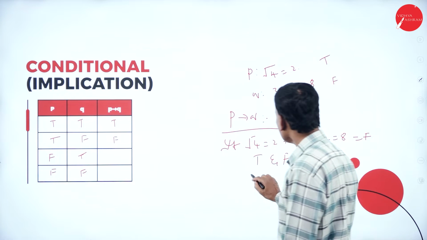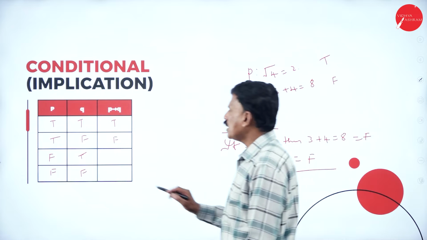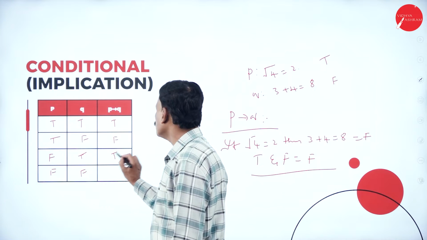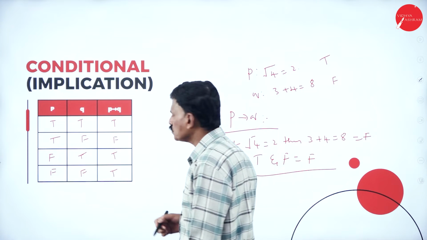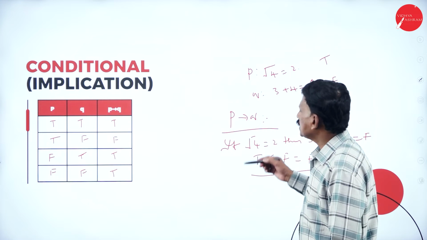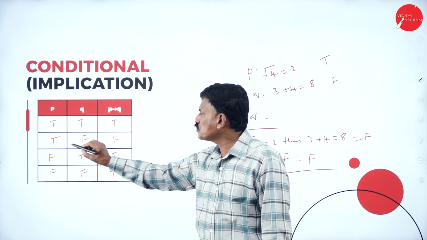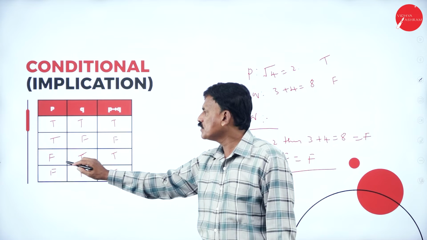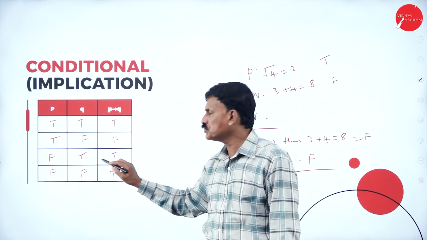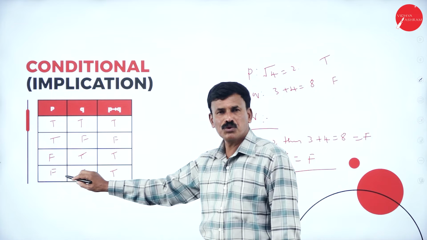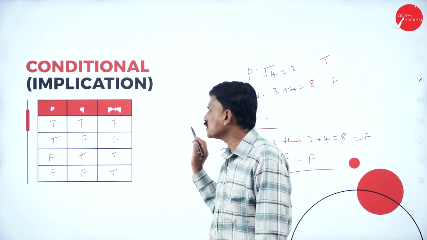See here, true and false is false, and false and true is true, false and false is also true. So, if P is true and Q is true, then it is true. If P is true and Q is false, then it is false. If P is false and Q is true, then it is true. If both statements are false, then also it is true.